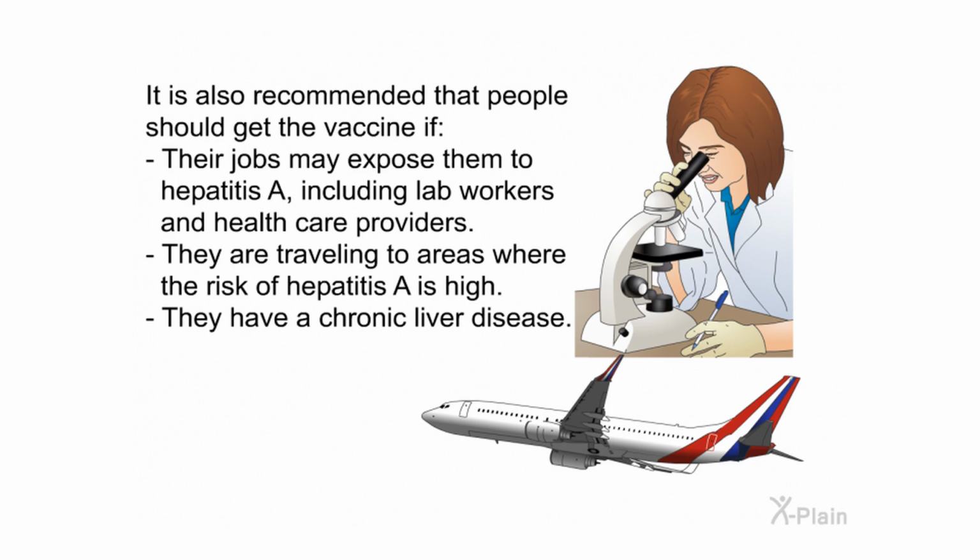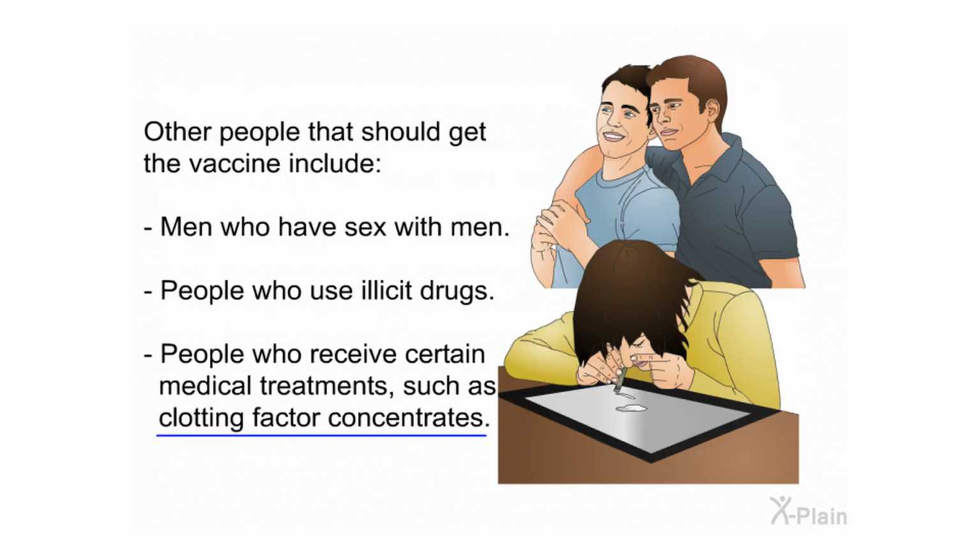They are traveling to areas where the risk of hepatitis A is high. They have a chronic liver disease. Other people that should get the vaccine include men who have sex with men, people who use illicit drugs, and people who receive certain medical treatments such as clotting factor concentrates.